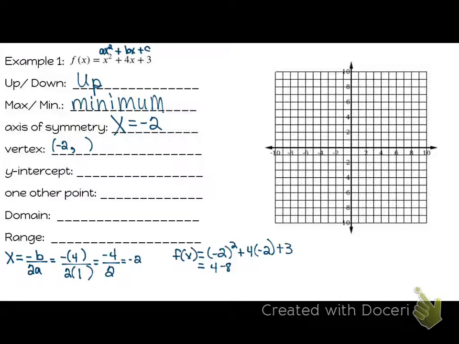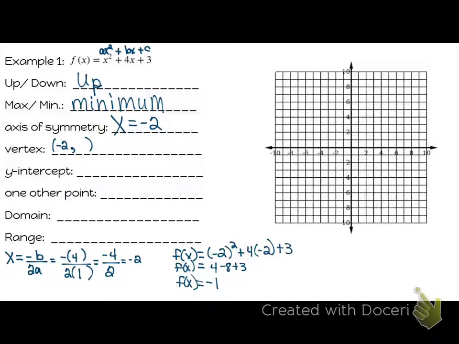Good. Yeah, negative 8, and then I bring down my plus 3. Okay? When I go to simplify further, remember, multiplication and division is a step together. Addition and subtraction is the same step. You do whichever one comes first, left to right. So you have 4 minus 8, which equals -4, plus 3, -1.